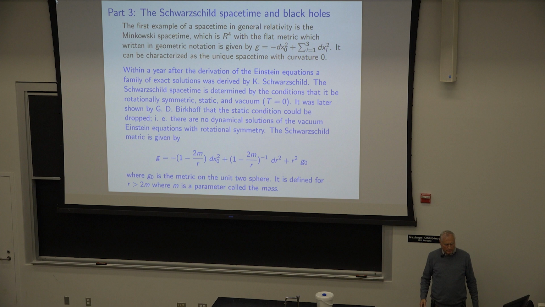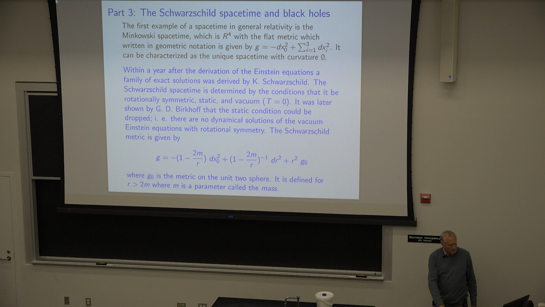So it corresponds to a mass in relativity. And you can see that from the formula that the metric is really only defined when r is bigger than 2m, because the factor 1 minus 2m over r goes to zero, and it appears with an inverse there in front of the dr squared. So this metric is defined for r bigger than 2m, so it turns out to satisfy the vacuum Einstein equations for any m.